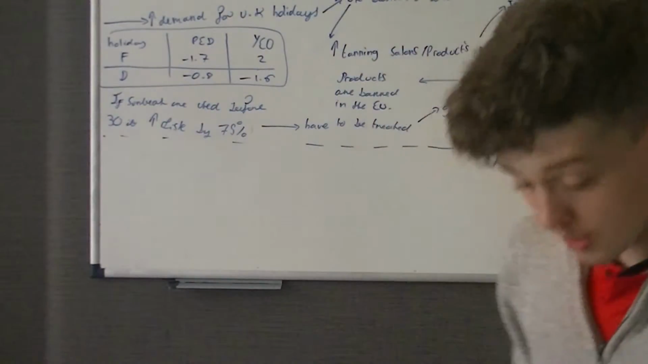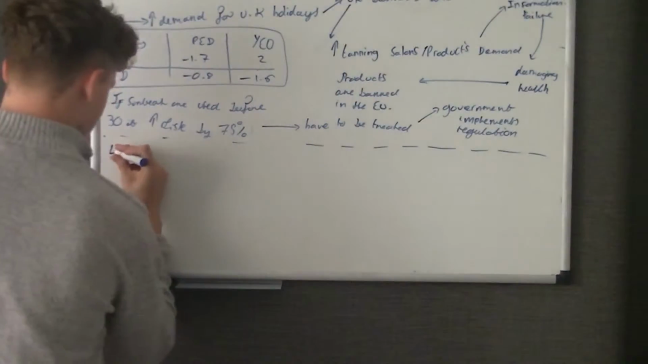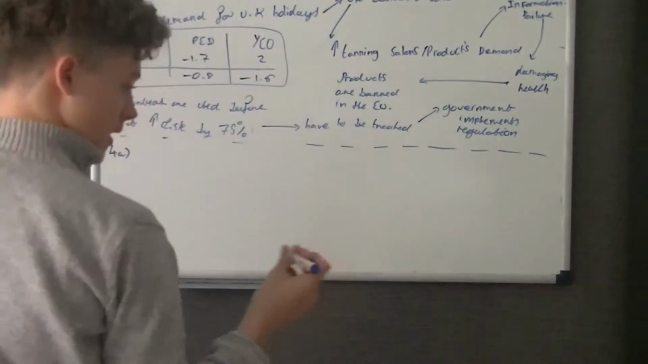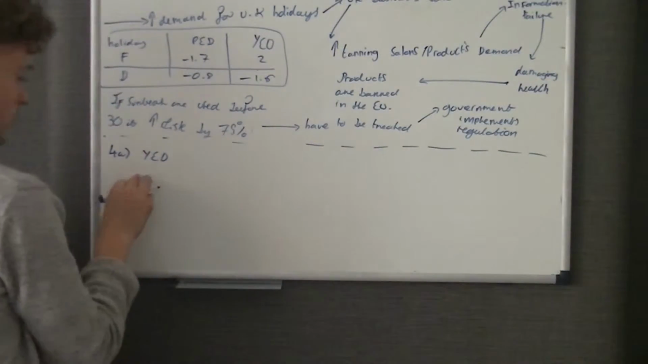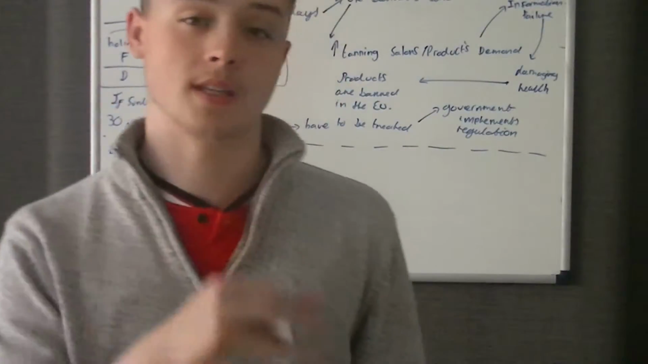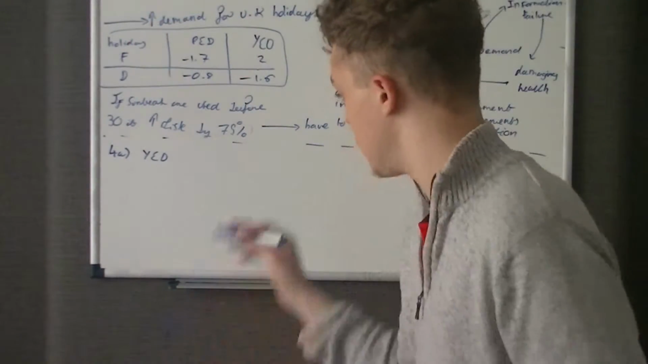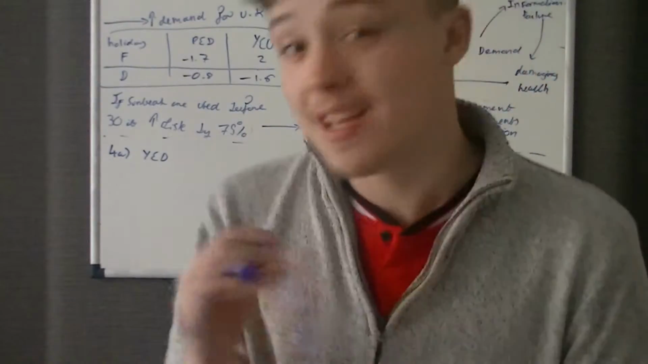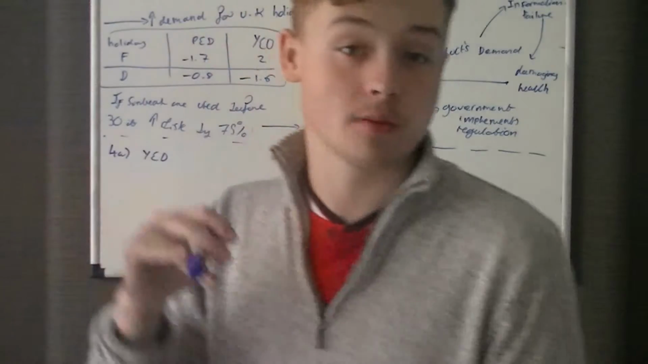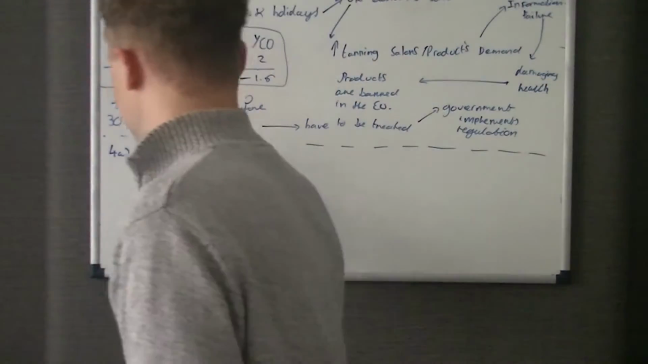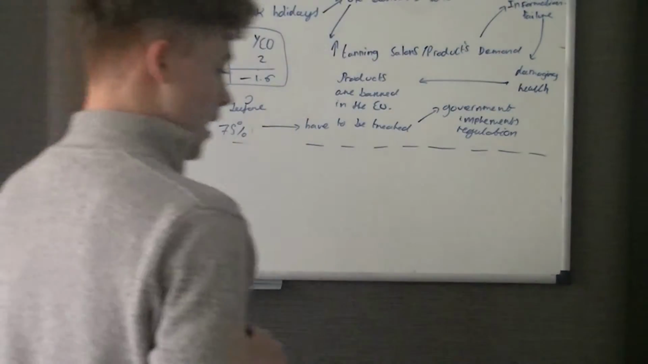Income elasticity of demand is a response. So I'll put the code for it: income elasticity of demand, so that's YED. Something elasticity of something else is the responsiveness of the second variable to the first. In this case it's income elasticity of demand, income being the first variable and demand being the second. So it's the responsiveness of demand to a change in income. That's how you can remember that.